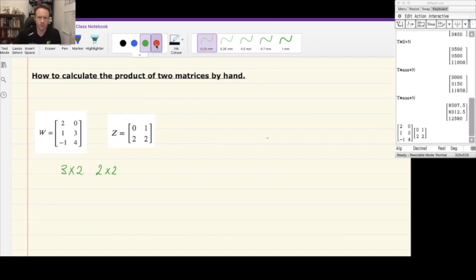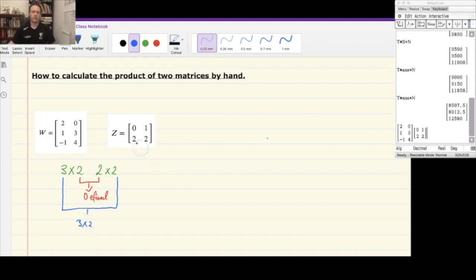Once we've done that, we compare the two inside numbers, the columns of the first versus the rows of the second matrix. If they are the same, which they are, we say that it is defined. When two matrices are defined, they can be multiplied together. Next, look at the two outside numbers. They tell us the order of the product matrix, so we're going to end up with a 3 by 2 product matrix.